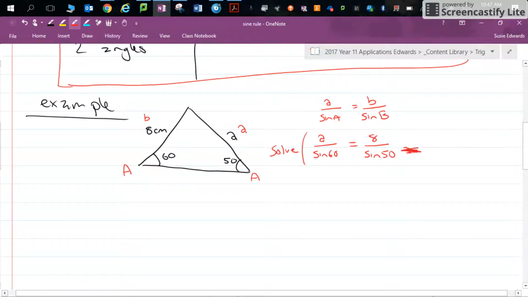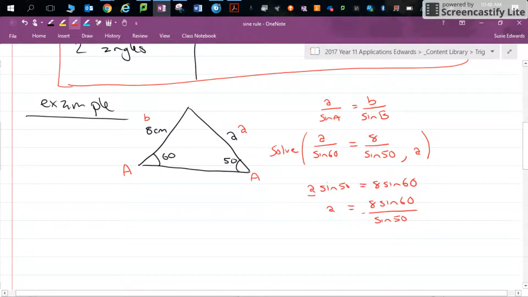However, I'm just going to quickly show you how to rearrange it because I think that's a good skill to know, and it's part of the syllabus. But you could put that straight into your calculator, and that's what we'll do in a second. If we want to show the full working out, we can cross multiply, so we end up with a sine 50 equals 8 sine 60, and then to get a by itself, we end up with a equals 8 sine 60 over sine 50.